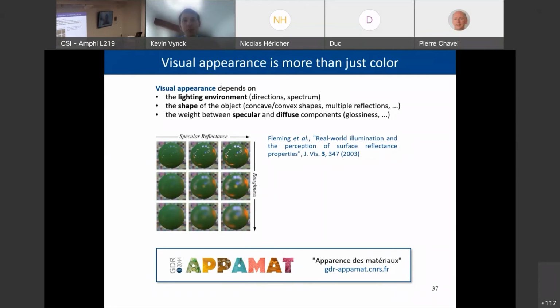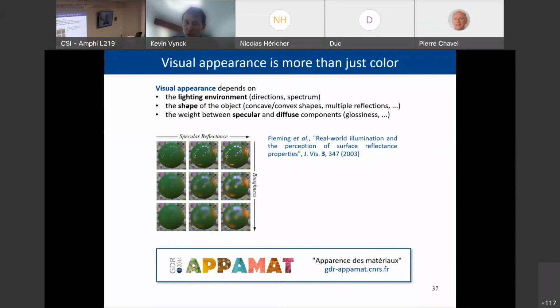The specular light, as I was saying, is like a mirror. So this is what gives the glossiness of an object. And the diffuse component is what gives an object a more matte appearance. And the weight between the specular and the diffuse are obviously extremely important.